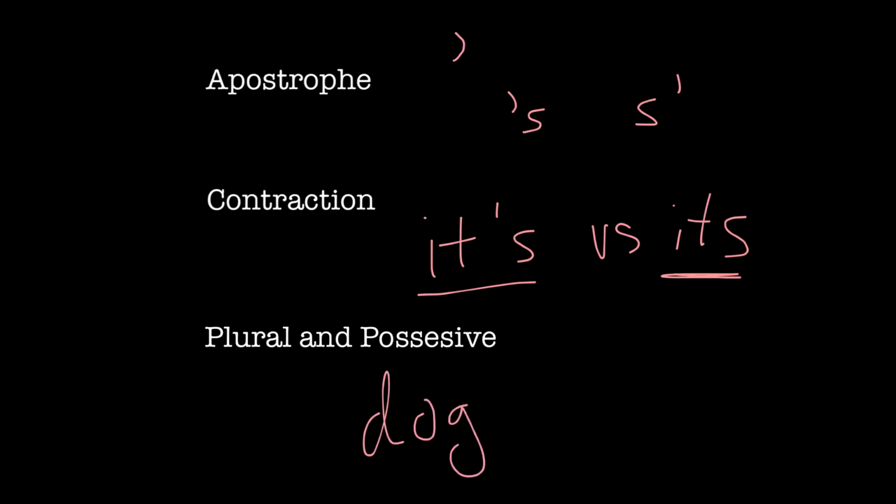So it's the dogs' blanket. All 5 dogs share that single blanket. So it can be confusing determining where an apostrophe goes, where it's needed, what it's for. So be sure to consult the textbook information about all of this.